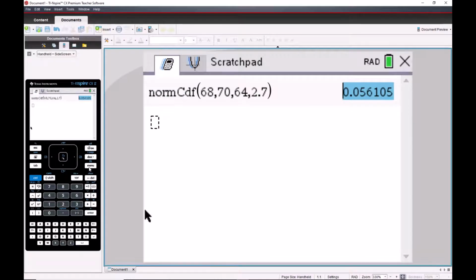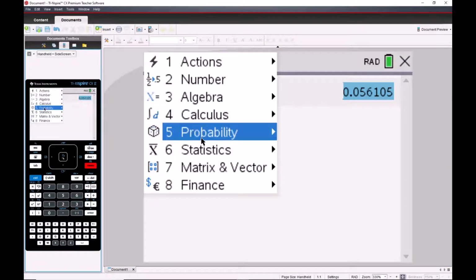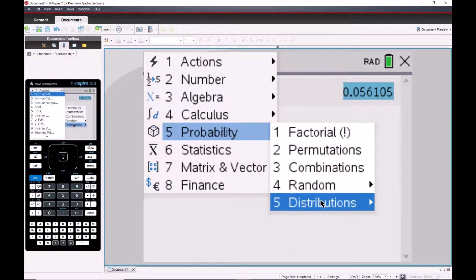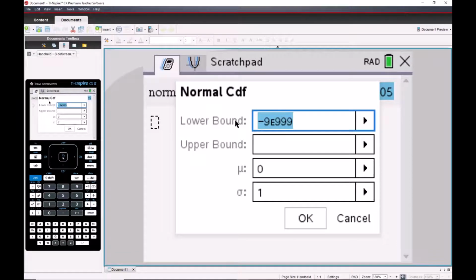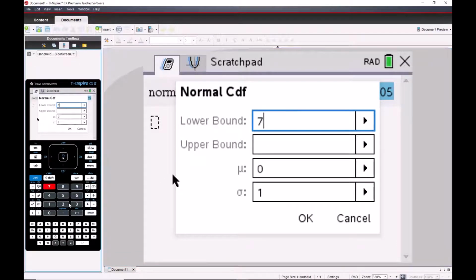So menu, probability, distributions. If you memorize the numbers in front, you can go pretty quickly. All right. Now your low end here is going to be 73. And your high end is infinite. So I don't know, 10,000. All right. It's not really a z-score, but you know, it's just some big number. What was that? 64 and 2.7. And we're all set to hit OK.